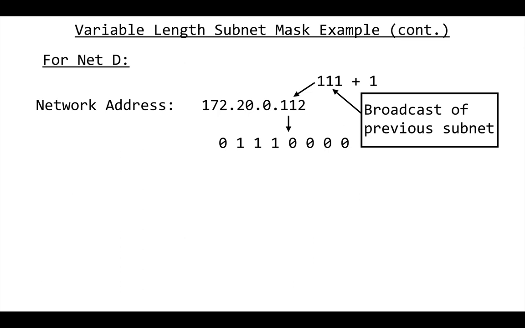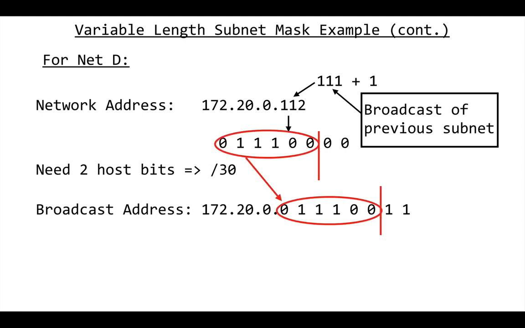112, this is its representation in binary. We need 2 host bits, which are going to be shown with 6 as part of the network, 2 as the host. If we then take the 0, 1, 1, 1, 0, 0, and then set all the host bits to 1, this is going to be our broadcast address, and converting that last octet back into decimal is going to tell us that the broadcast address for network D is 172.20.0.115. So that's just another example of how to go through and do variable length subnet masking.